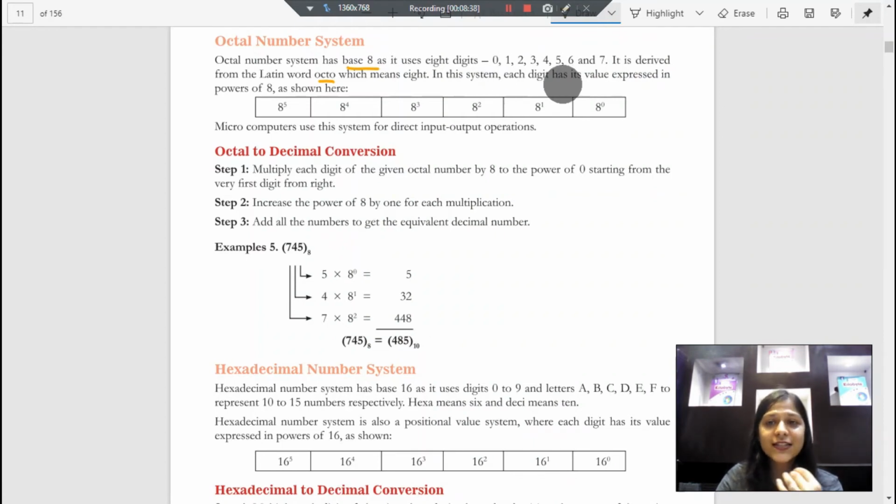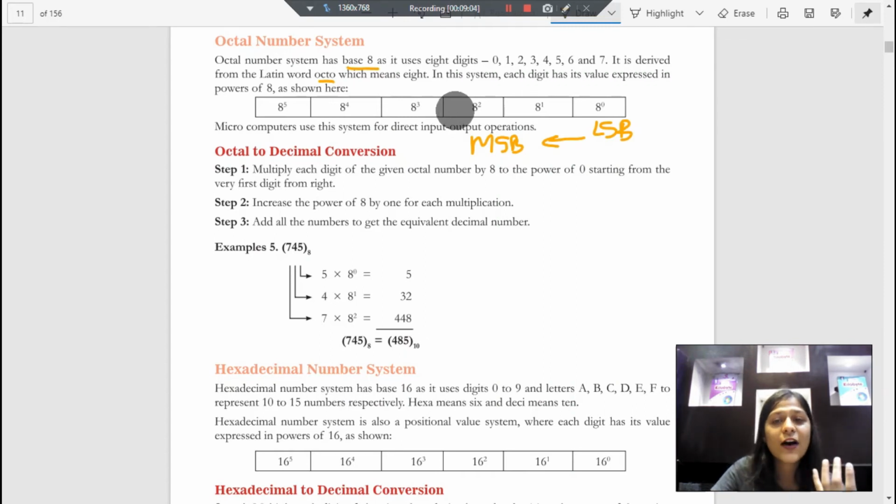In this system, each digit has its value expressed in the powers of 8, right? So 8 to the power 0, because it's the least significant bit. And as we move to the left side, 8 to the power 0, 8 to the power 1, 2, 3, we can see that the powers of our number 8 are increasing, right?